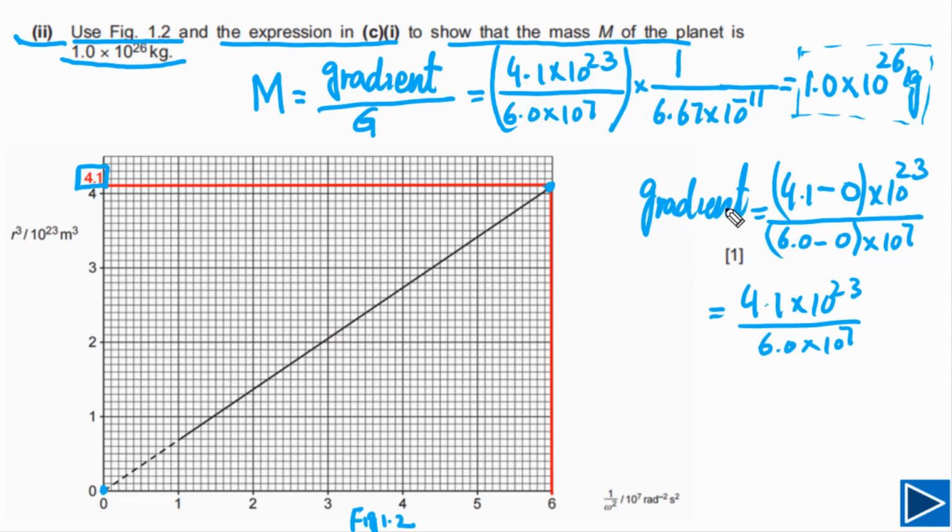And this question has only 1 mark. If we have got the right answer, we will get this 1 mark.